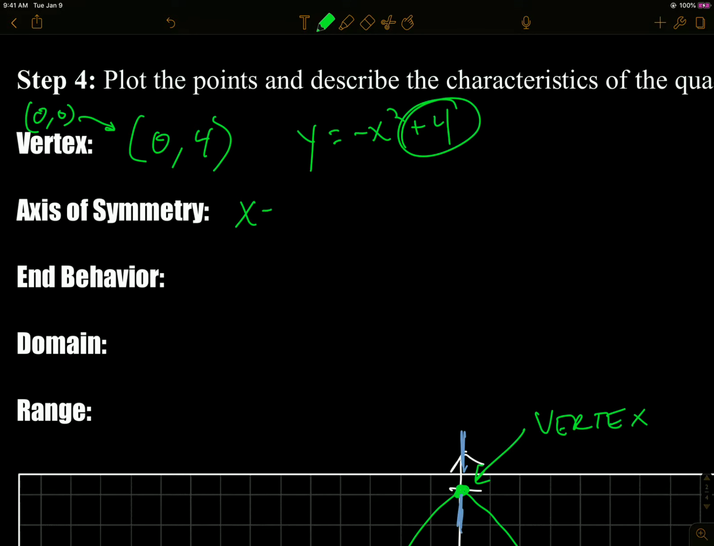Axis of symmetry is x equals, always x equals, because it's a vertical line. So x equals 0. Remember, it's always going to match whatever the x coordinate is of your vertex, because your axis of symmetry, as you see right here in blue, has to go through the vertex. That's where the line of symmetry goes. So the axis of symmetry is x equals 0. I'll write it down here in blue as well.